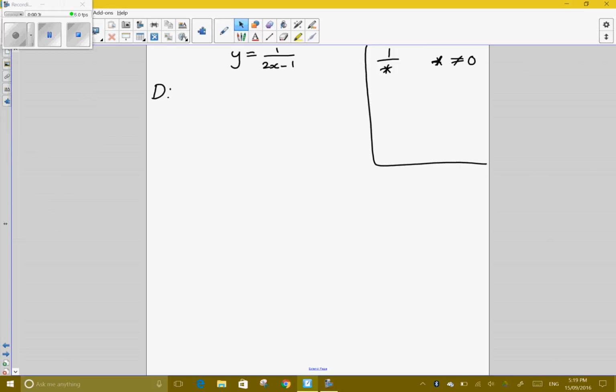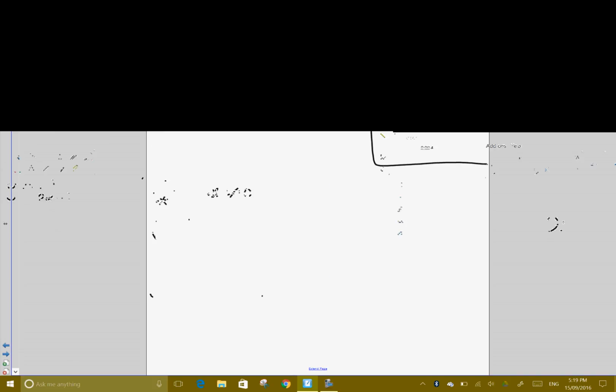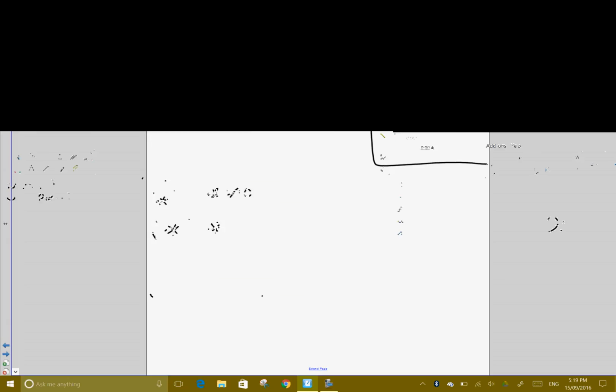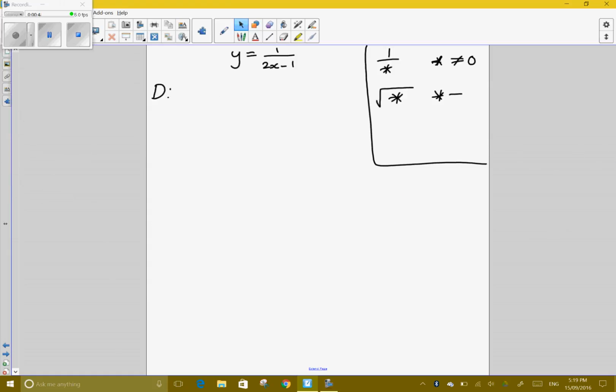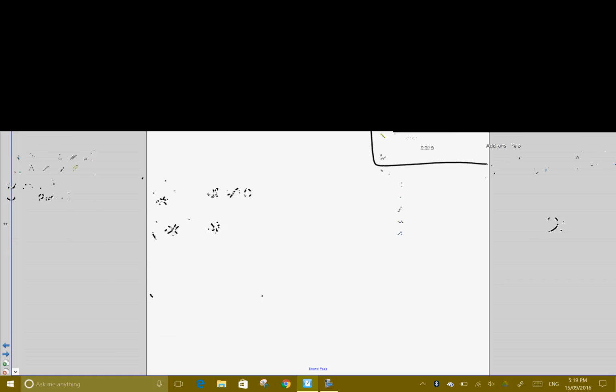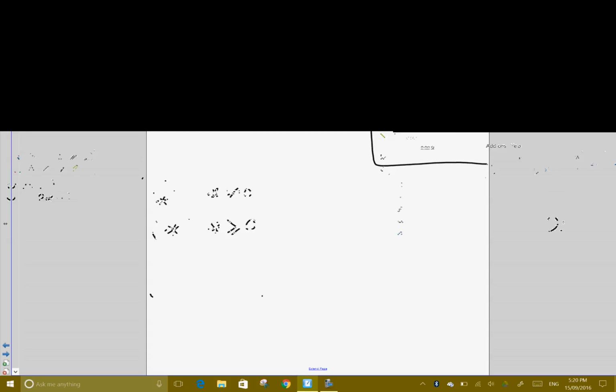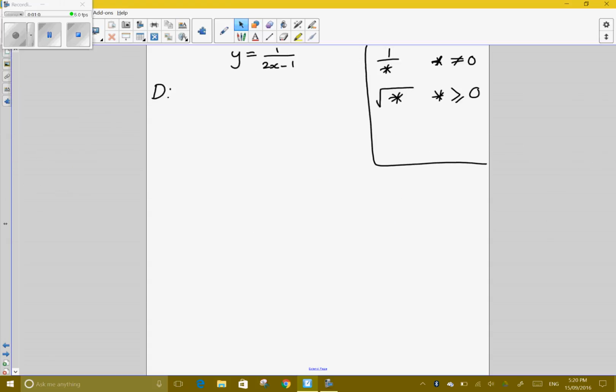The next thing you might think of is the square roots. Inside that square root, I can't square root a negative number. So that thing inside the square root has to be bigger than or equal to 0. You can square root 0, that's all good.